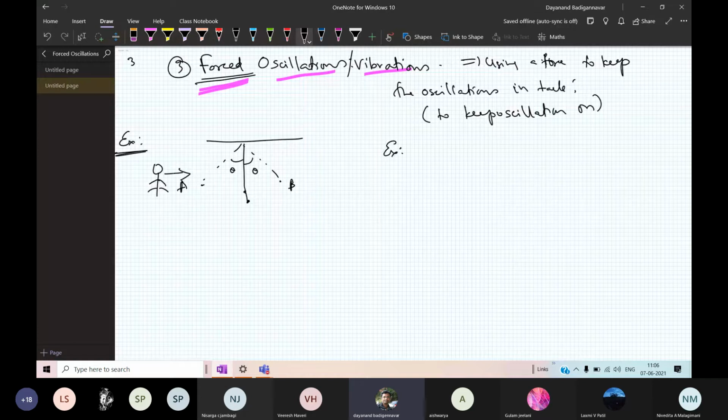Similarly, you can have a bridge on which soldiers are marching.